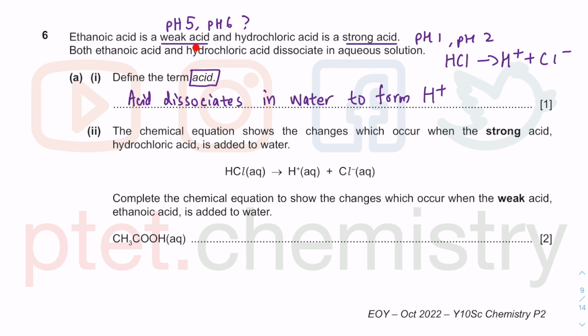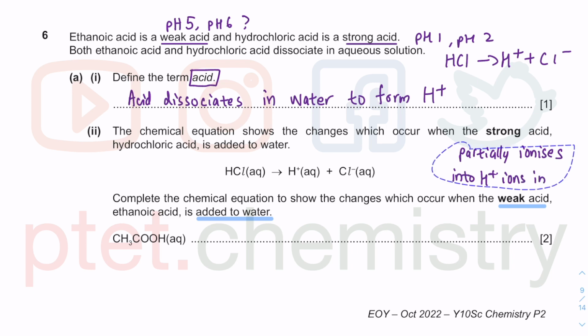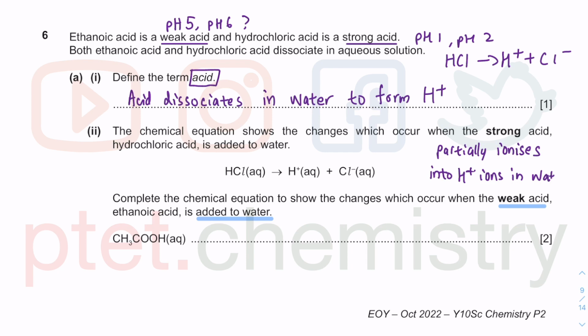A weak acid dissociates partially, and that is actually already given there. Complete the equation to show the changes which occur when the weak acid is added to water. So we talk about the partial dissociation. We know it partially dissociates, or if you want, you can use the word partially ionizes, and this will form H+ ions in solution or in water. Basically, it means the same thing: dissolve in water to give you a solution.